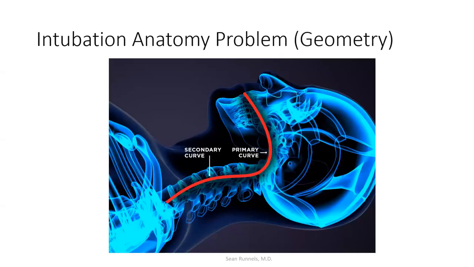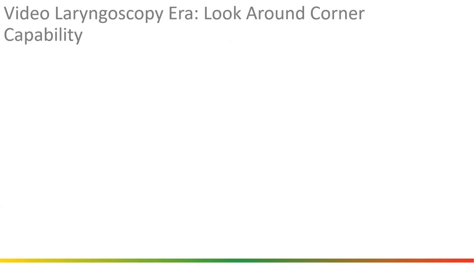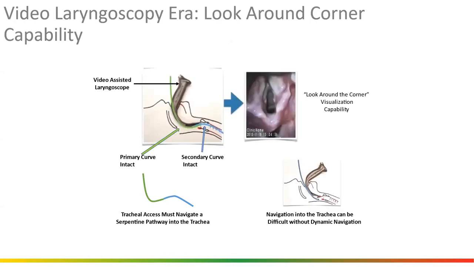So once again, we'll go back to our curves and our geometry. Now we're going to look around those corners, and that has real implications because we're no longer making a flat, straight line. We now have to work around corners or curves to achieve tracheal access. So we entered the look-around-the-corner capability era with video laryngoscopy.